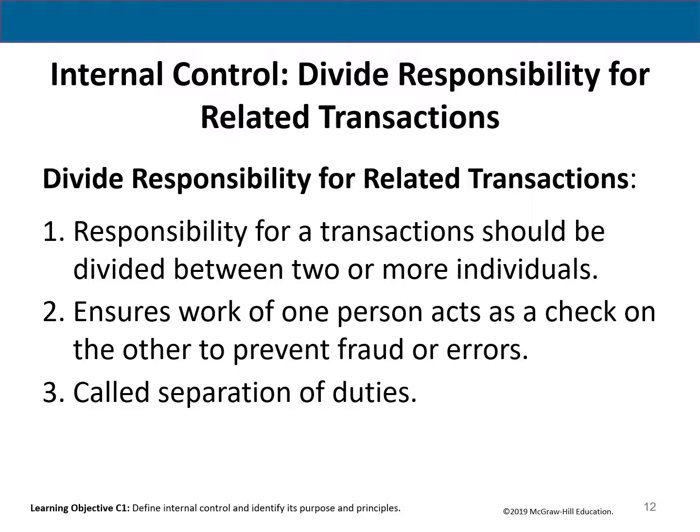Divide responsibilities for related transactions. Responsibility for a transaction should be divided between 2 or more individuals. This ensures the work of one person acts as a check on the other to prevent fraud or errors, and this is called separation of duties. So usually 2 people count cash together to ensure accuracy, then the person in accounting would record it in the general ledger.